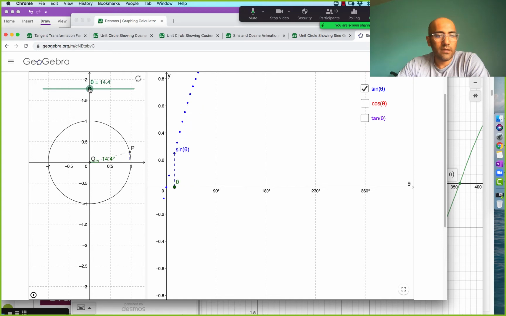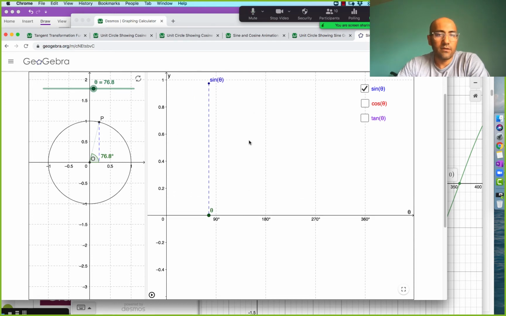So the height starts off at 0, and then slowly the height gets bigger and bigger and bigger. Right? So that's where we're tracing this. It goes up higher and higher, and it's going to go all the way until it reaches a value of 1.